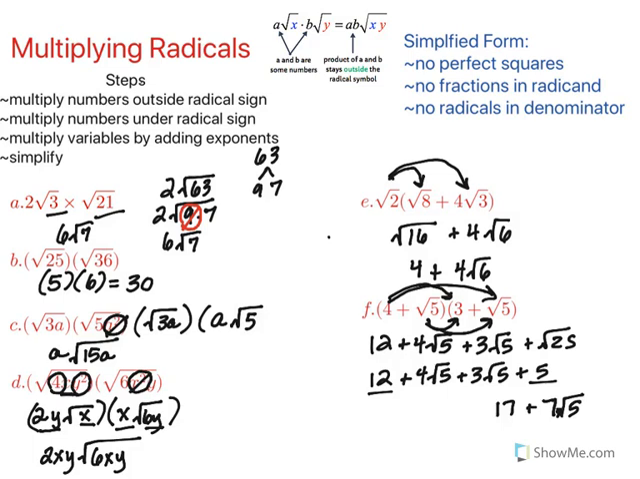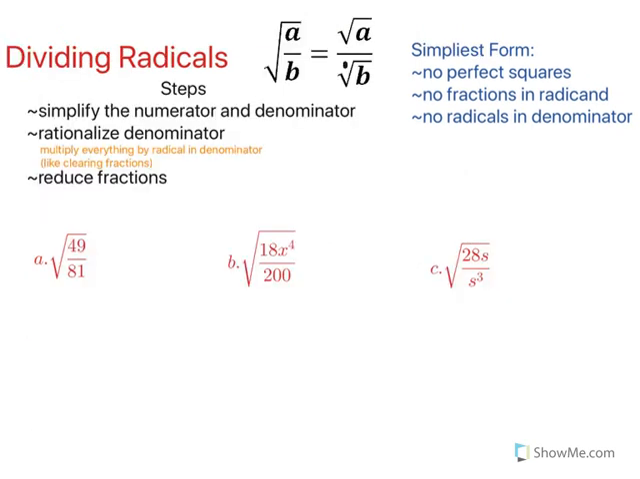All right, lastly, let's move into dividing. So when we're dividing radicals, again, we're going to simplify the numerator and the denominator, and then we're going to make sure that we're in simplest form. We cannot have any fractions underneath the radicand, and we cannot have any radicals in the denominator. All right, so here's what we're going to do. If we're going to do the square root of 49 over 81, I could break this up so that it's the square root of 49 over the square root of 81. These are like expressions. I know that the square root of 49 is a perfect square, that's 7.